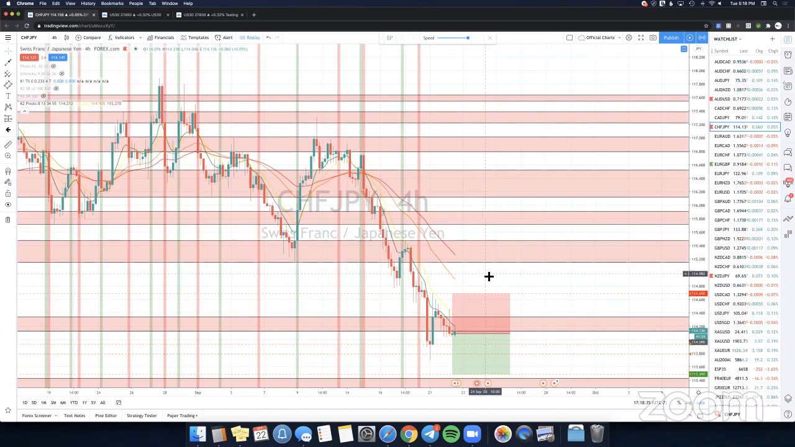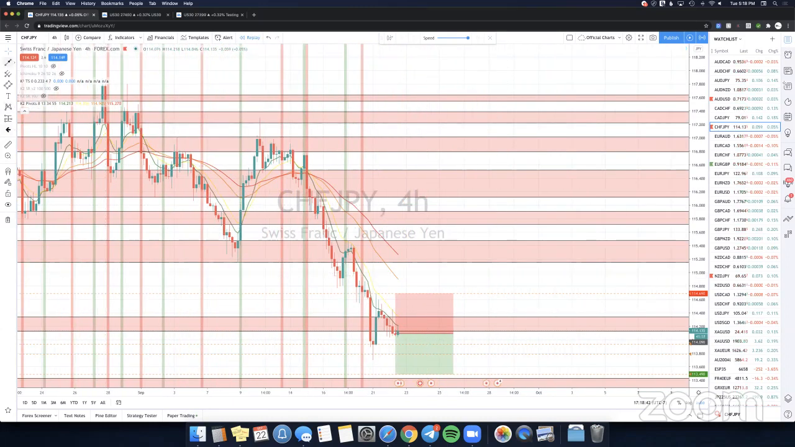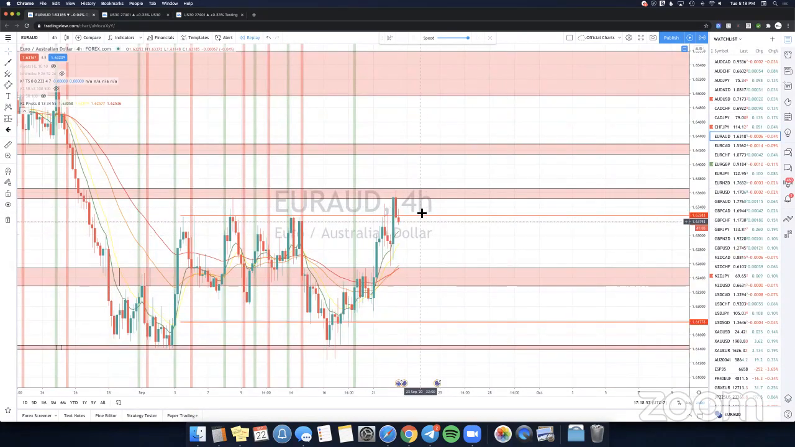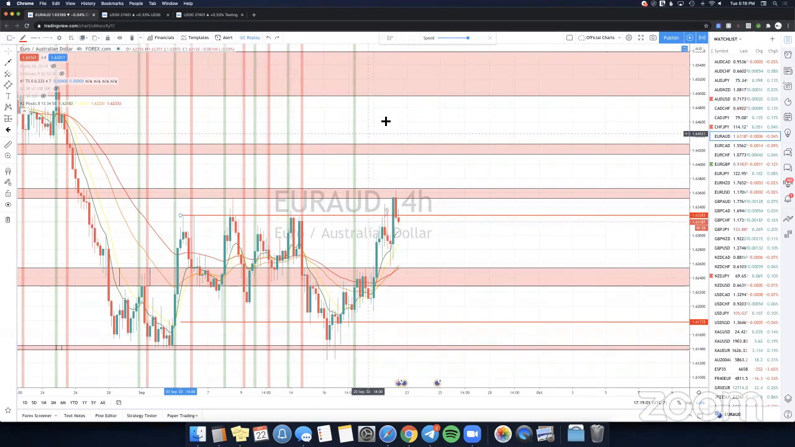So this is our CHF JPY position. It's still active. We're just gonna have to give it some time. I think it's gonna reject off this zone right here and then continue back down, because the last signal was a sell signal. So it's still gonna confirm that the momentum is going to be coming down. So that's good. Euro AUD over here. I think this was a zone, but it was a standalone zone.